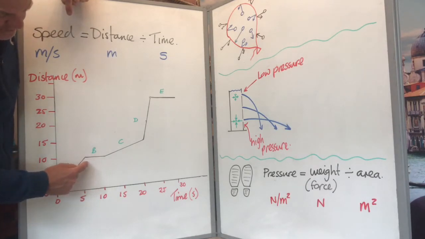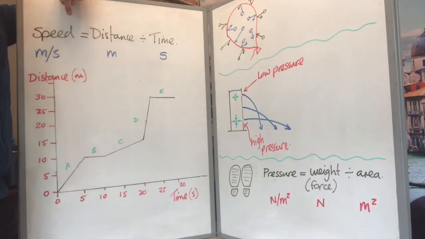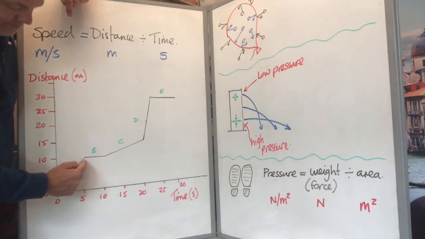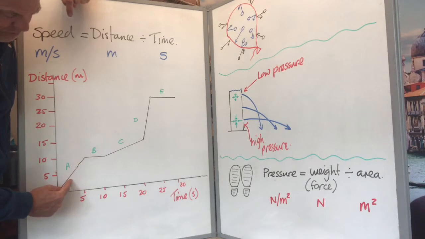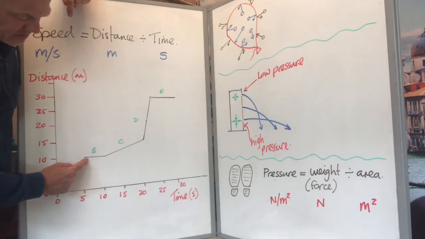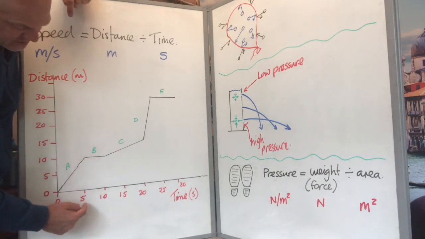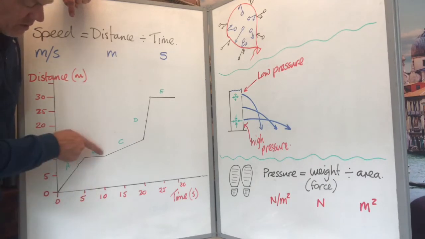The next part of our journey, we stop to talk to a friend. So we know we've stopped because the line is horizontal. We know we're moving if the line is moving upwards with a gradient. So we are, for 5 seconds, it's a very short conversation, we have with a friend at stage B.